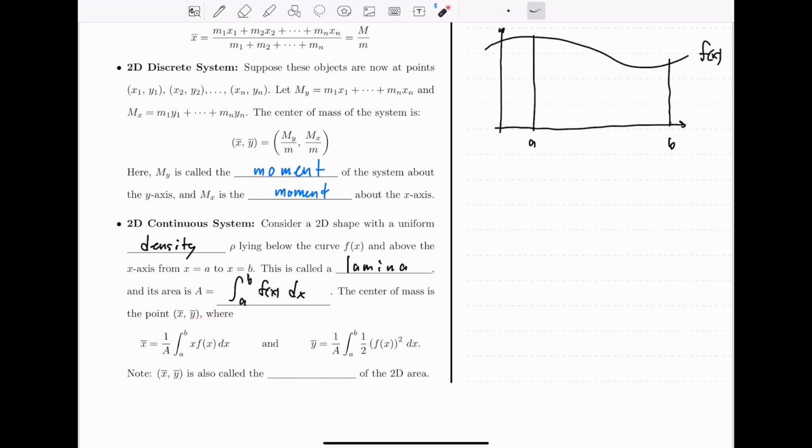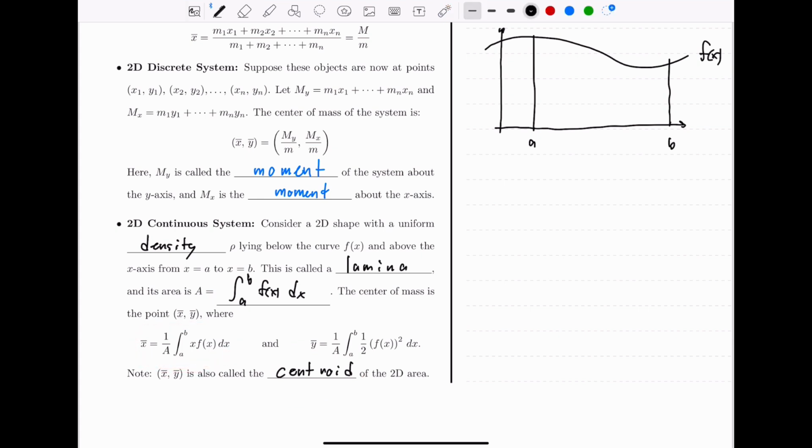And we want to note that the center of mass is also called the centroid of the two-dimensional area. So if we think just of an area rather than an actual two-dimensional lamina, then the area has, instead of a center of mass, a centroid. So let's work on developing these formulas.